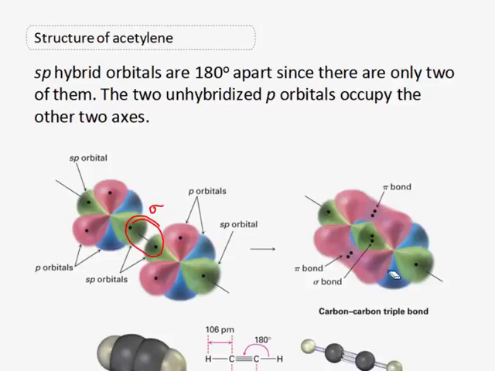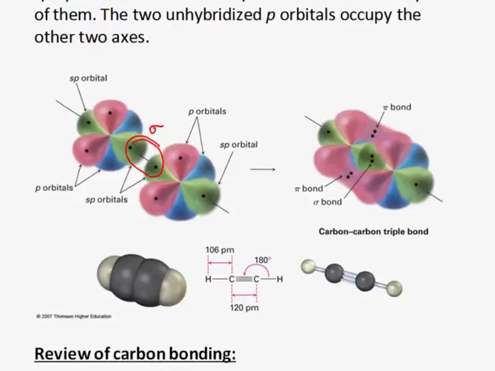And then we've got 2 pi bonds. Right? There's 1 pi bond that goes above and below. There's another pi bond that goes to the left and to the right. So that actually explains acetylene structure.